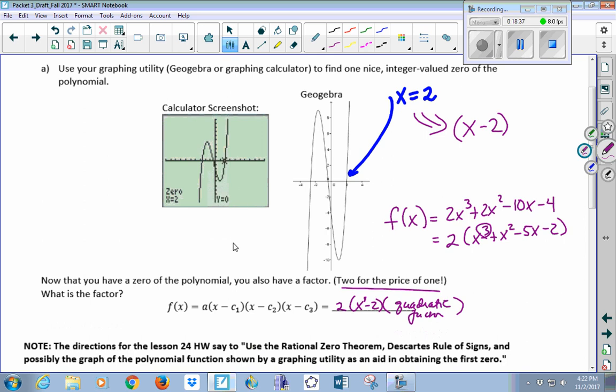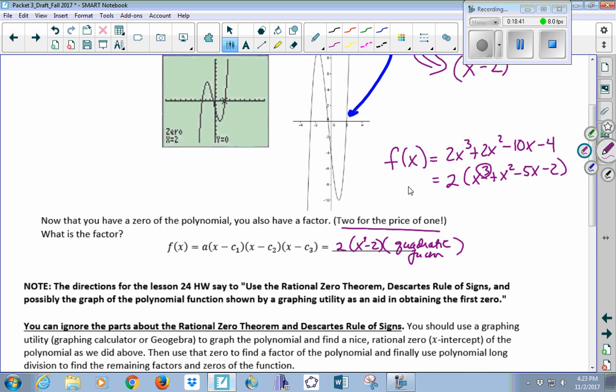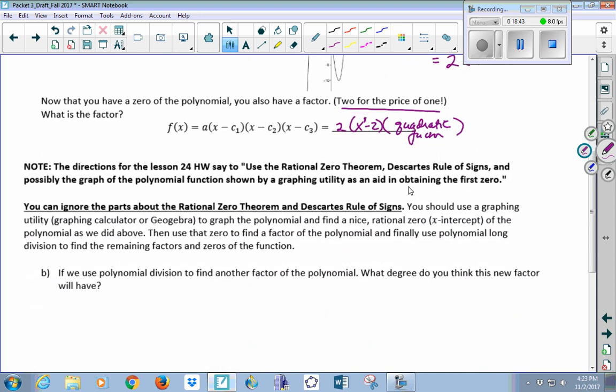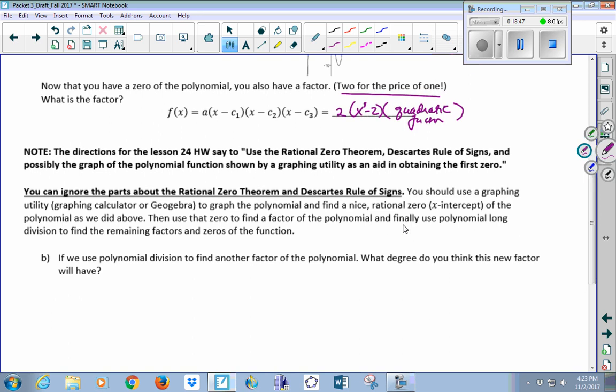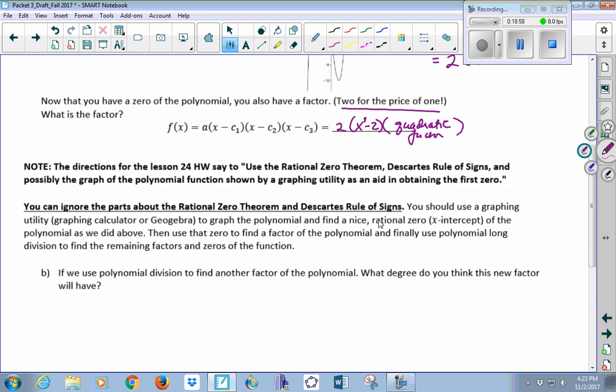If you do not have one, then use Geogebra or some other free graphing software that you may know of. Desmos is another one, to find your very first zero. Once you find that first zero, then use long division to find your remaining polynomial. So that's what we're about to do right now.